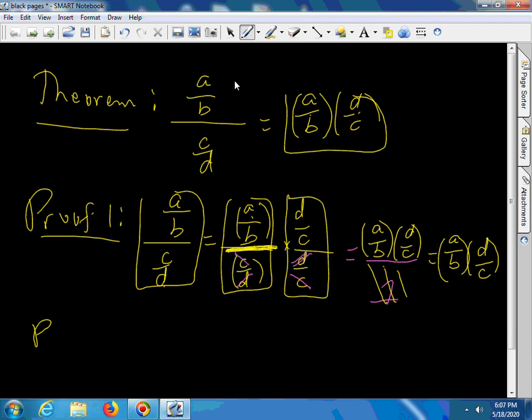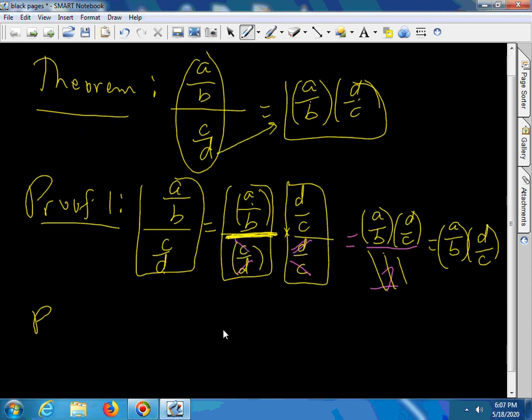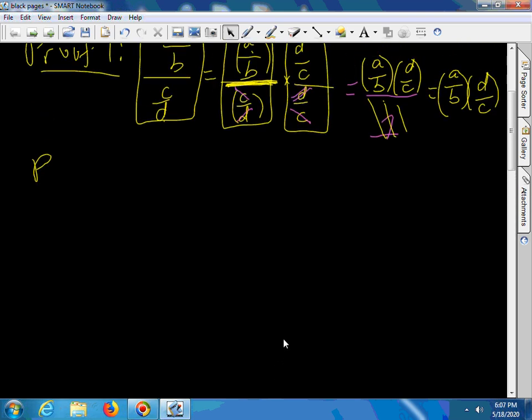You want to change the way something looks. That is, you want this to look like that. You have to multiply by 1. It's just the way it is. You want to change the way it looks, multiply by 1. Let us do the second proof.